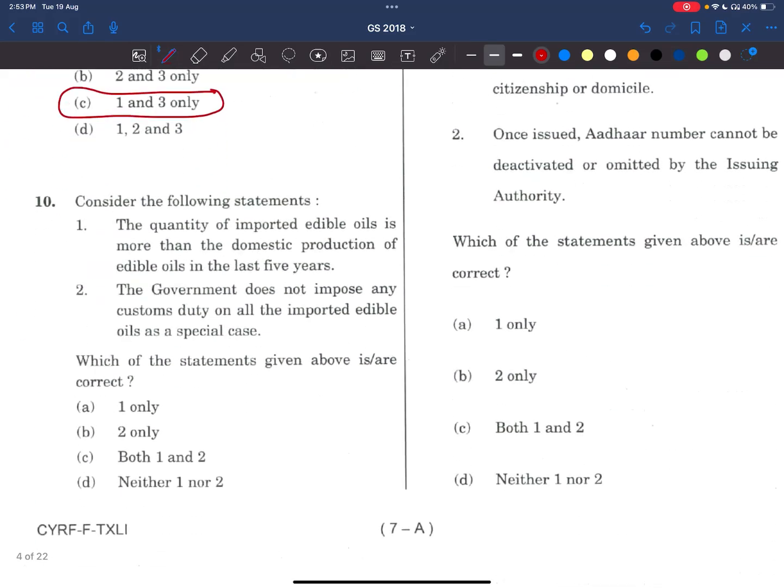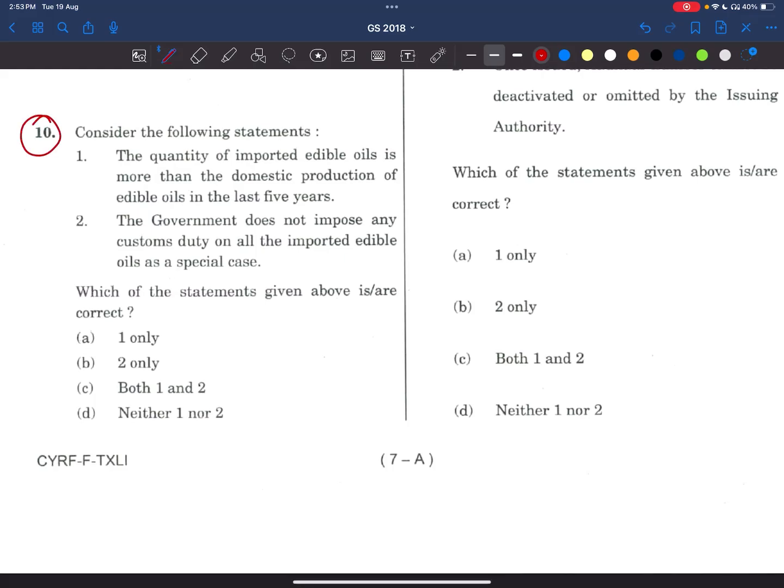Now, coming to the 10th question. Consider the following statements. The quantity of imported edible oils is more than the domestic production of edible oils in the last 5 years. See here, friends, India is importing edible oils. Of course, India is a large producer of edible oils. It is producing a great amount, contributing 10% of the worldwide production. But still, because of the demand from our domestic side, we have to import edible oils. 60% of our need for edible oils is coming from imports only. So this statement is correct.